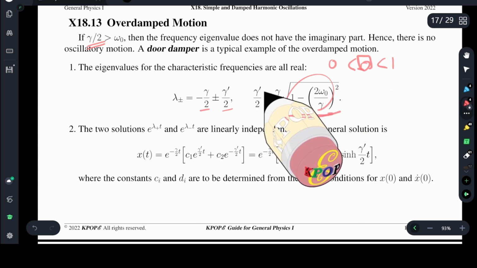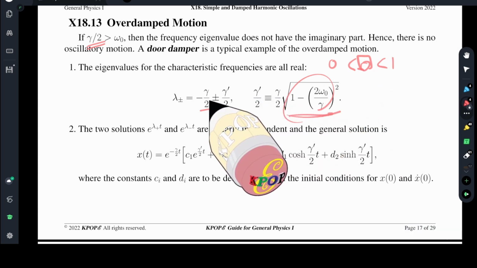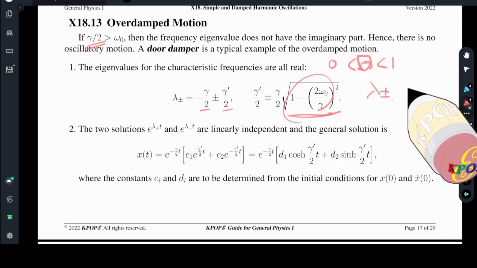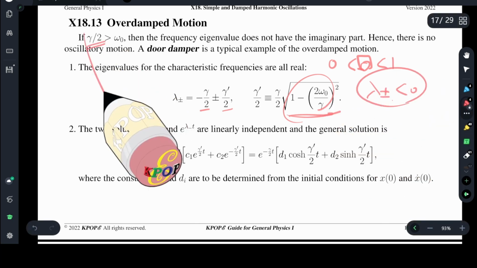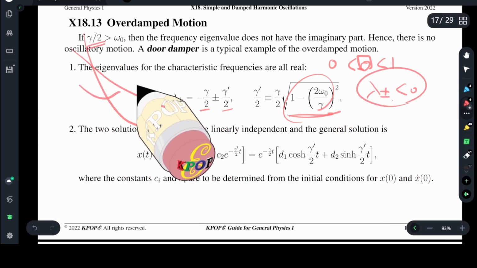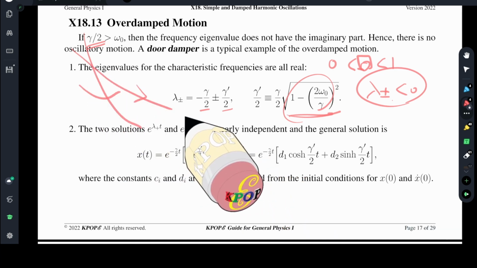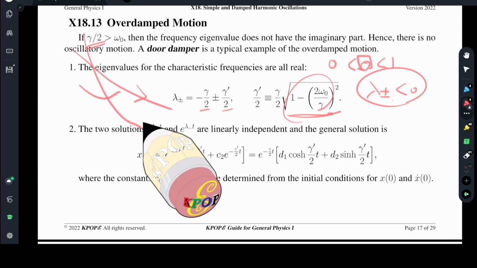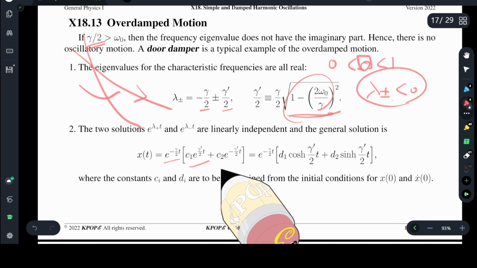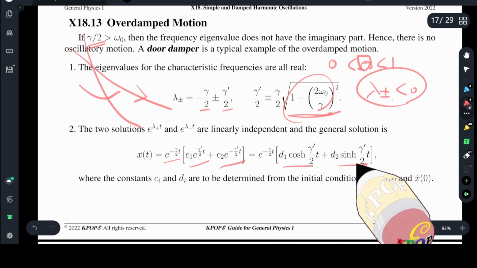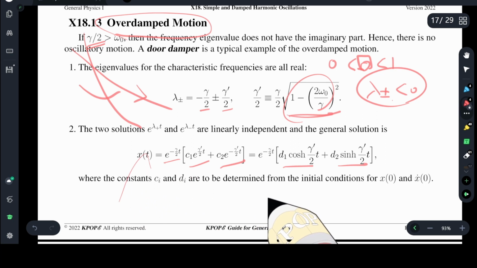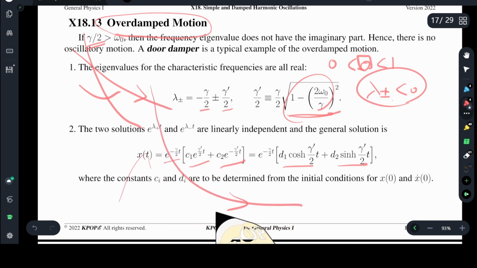So gamma prime is less than gamma, therefore lambda plus and minus are both negative. That means it is strictly decreasing, with a slightly different rate for each. The solution is a linear combination of two different exponentially decaying functions that can be expressed either in this form or using hyperbolic sine or cosine. This overdamped motion does not allow oscillation. It is just a strictly decaying shape.